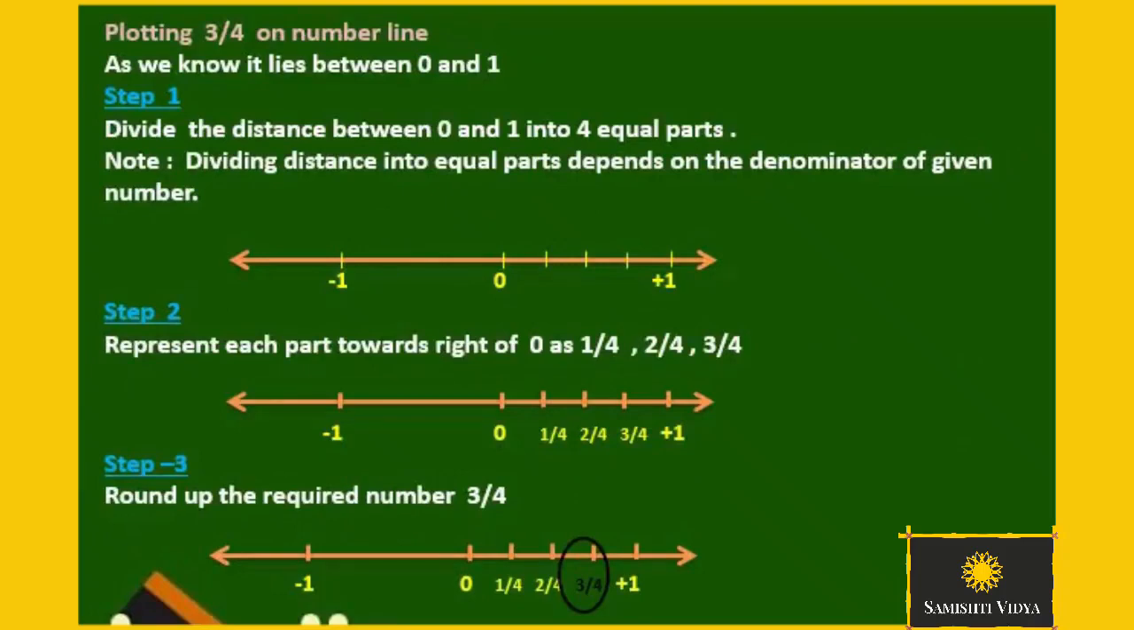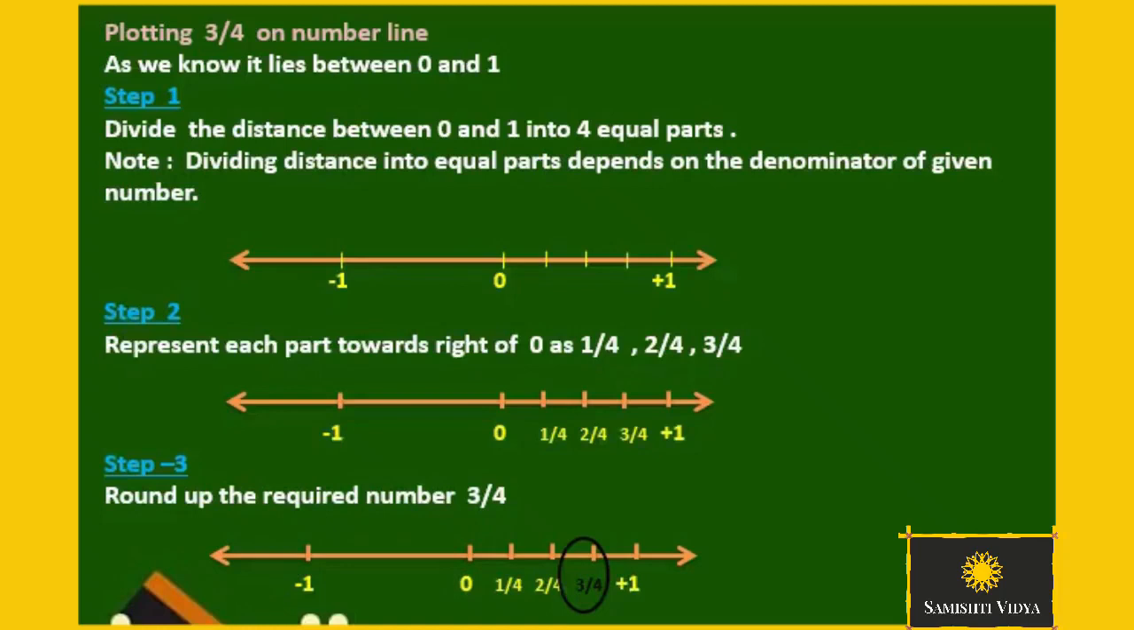Step 1. Divide the distance between 0 and 1 into 4 equal parts. Now, dividing the distance into equal parts depends on the denominator of the given number. In the given number 3 by 4, 4 is the denominator. So, we are dividing the given line into 4 equal parts in between 0 and plus 1.